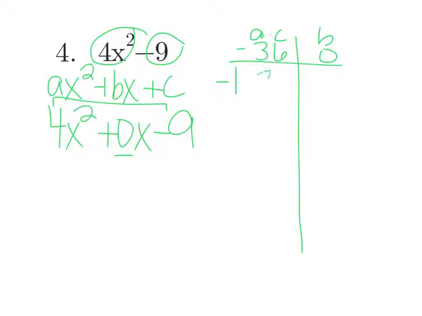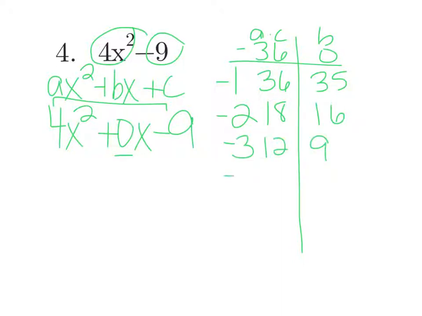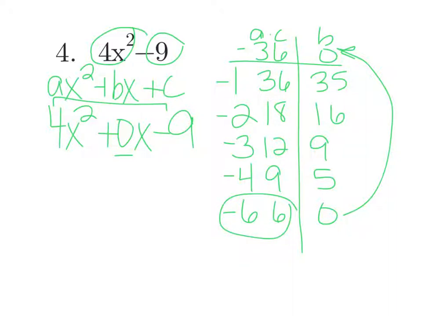So negative 1 and a positive 36 gives me 35. Negative 2 and 18 gives me 16. Negative 3 and 12 gives me 9. Negative 4 and 9 gives me 5. 5 won't go into it, 6 will. Negative 6 and 6 gives me 0. So that's what we wanted. So here are our two replacements. Now, when you do this, remember we have a negative and a positive, so we want to put the negative first. So we have 4x squared minus 6x plus 6x minus 9.